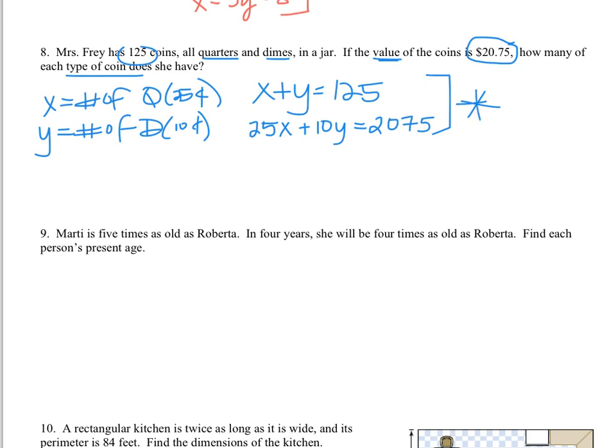Go ahead and solve that system using substitution or elimination. And when you think about your final answer, make sure your answer seems reasonable. Negative numbers, probably not a good idea, and fractions wouldn't make sense for numbers of coins.